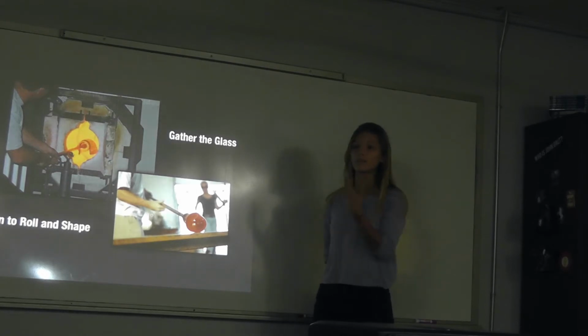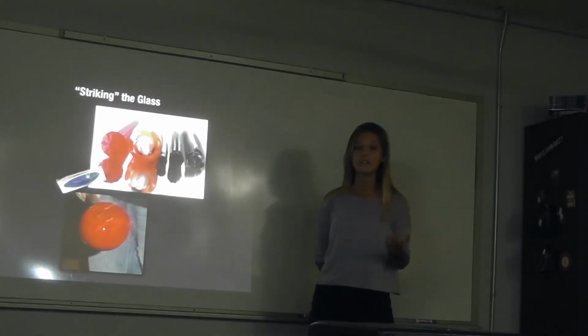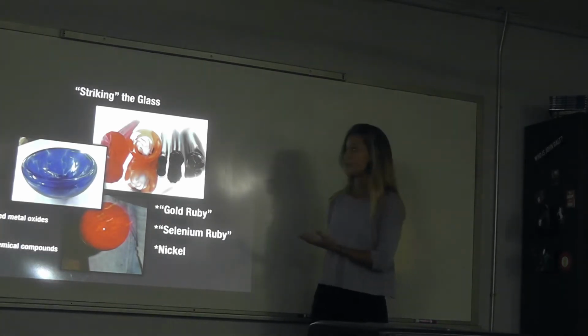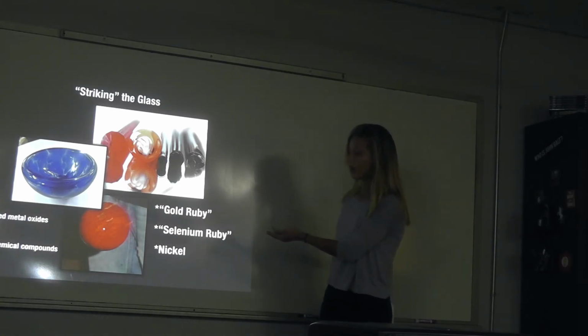Now, glassware is a fascinating object. It's beautiful, it's clear, but there's also something else that you can add to it to just add to its beauty. There's two different methods to color the glass, and the first one is striking the glass. You use powdered metal oxide, sulfides, and other chemical compounds which create this colored glass.